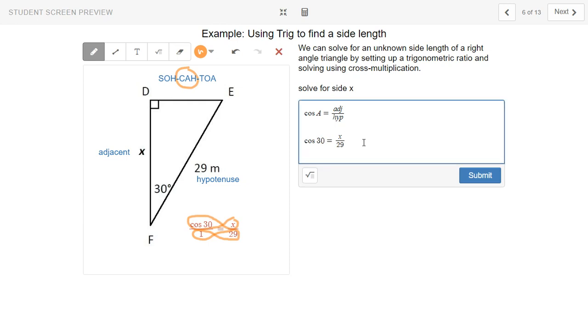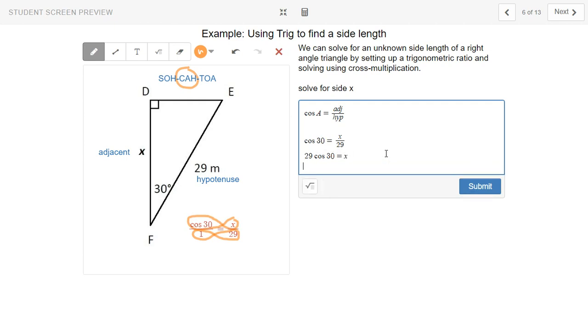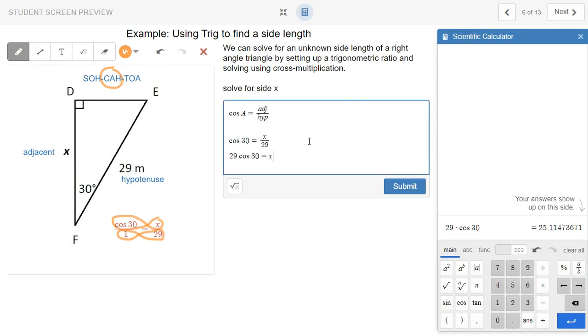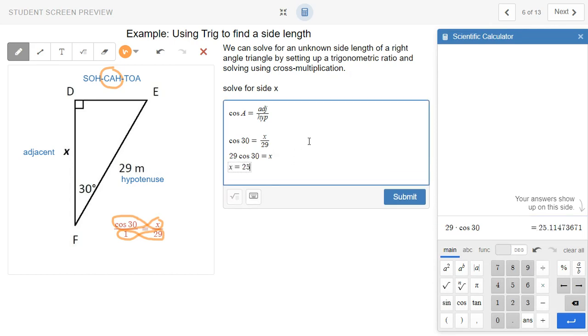So let's cross multiply. I have 29 cosine 30. Now it's conventional for us to put the whole number in front and then have cosine 30, and this is equal to x. Let's continue on to solve. So we have 29 times cosine 30, and it gives us x as 25.11.